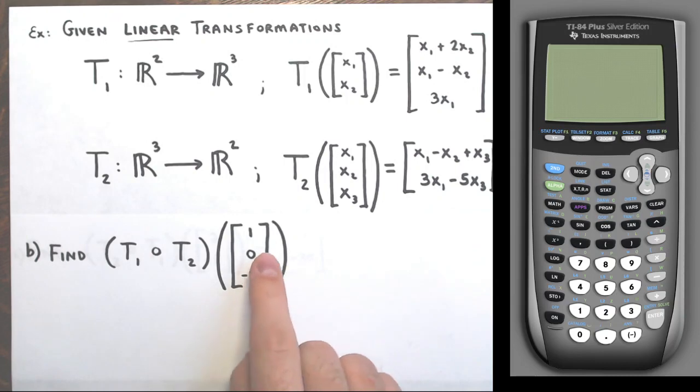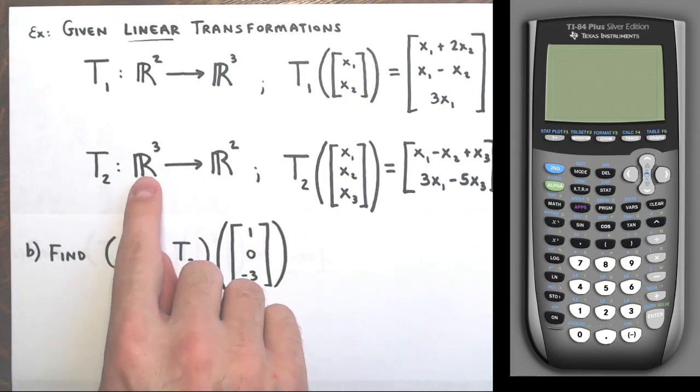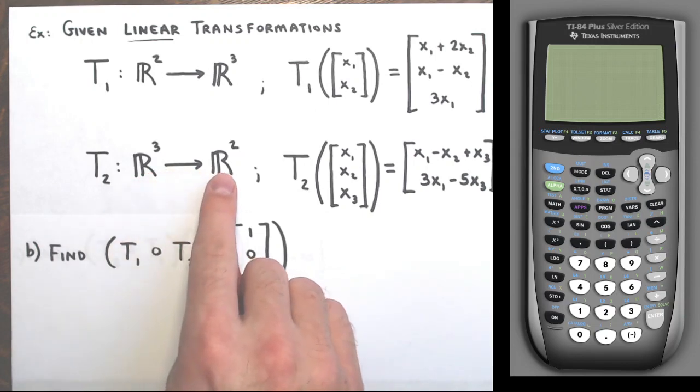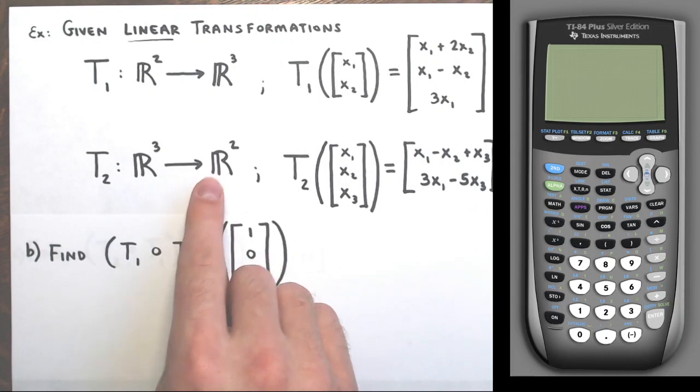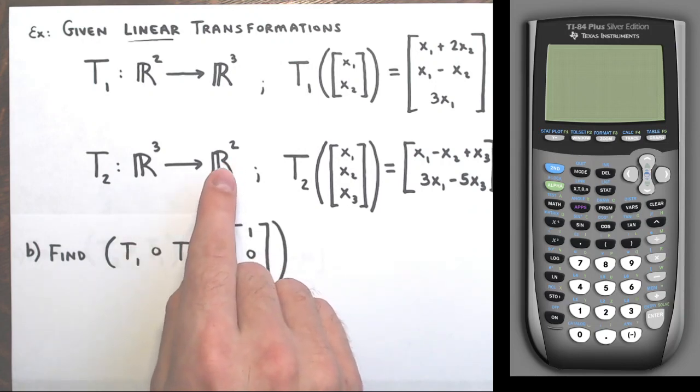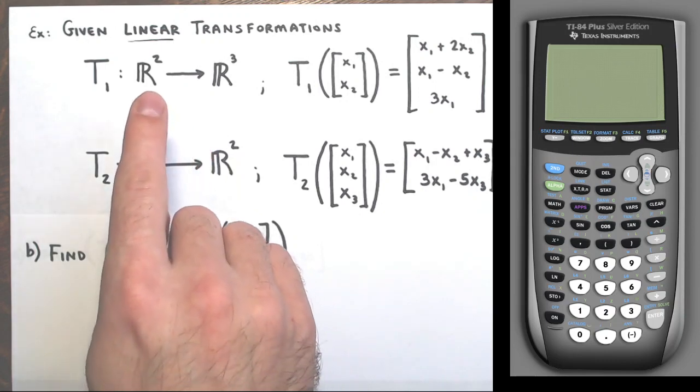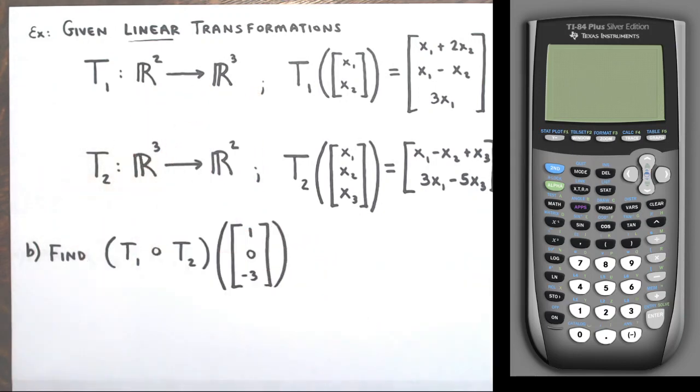Because what's going to happen here? All right, so I've got this vector from R3, which is in the domain of T2, right? I plug it into T2, that'll give me a vector from R2. And then can I take a vector from R2 and then apply T1? Yes, because any vector from R2 is going to be in the domain of T1, so I can continue.